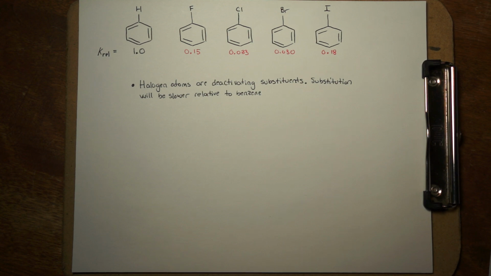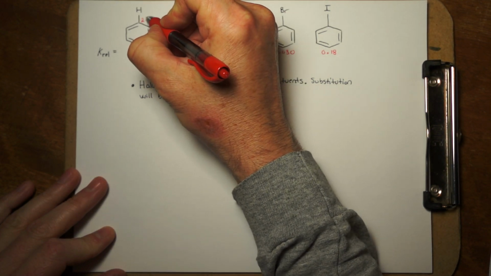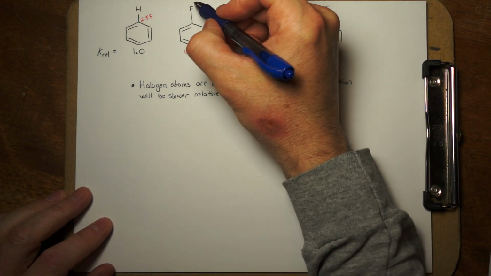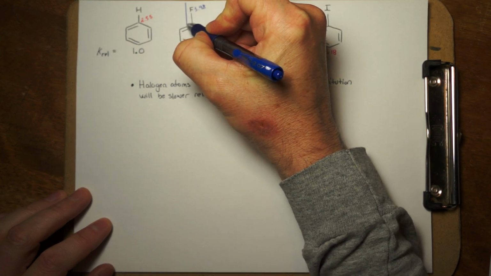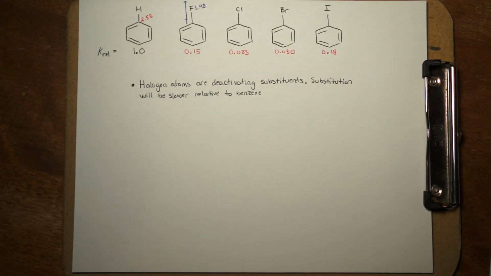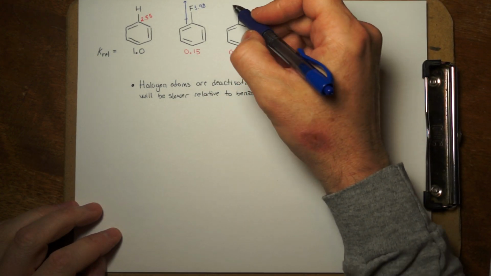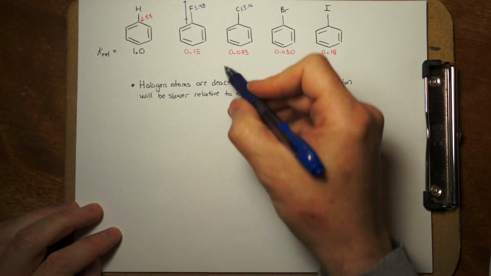If you take a look at an electronegativity table, you'll see that each of these halogen atoms is actually more electronegative than the carbon that it's attached to, right? So carbon has an electronegativity of 2.55, and fluorine has an electronegativity of 3.98. So obviously that's going to be a highly polarized bond. And so fluorine is going to be pulling electron density pretty strongly out of that ring, or at least away from this carbon. Chlorine has an electronegativity of 3.16, so not quite as electronegative as fluorine.